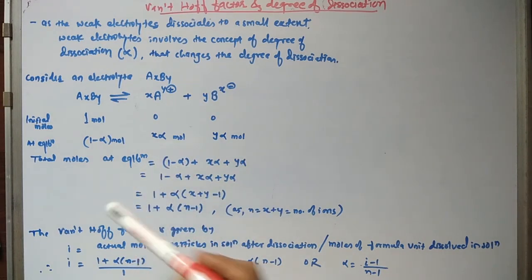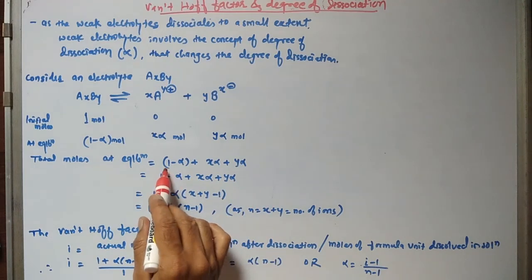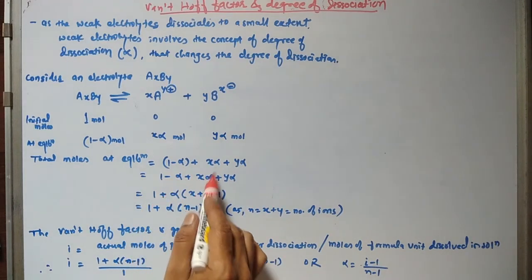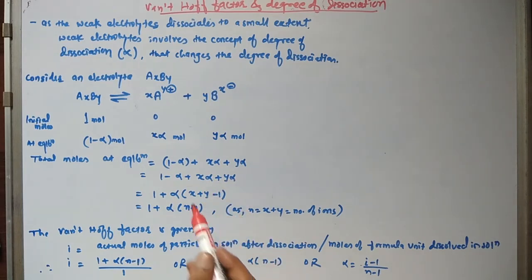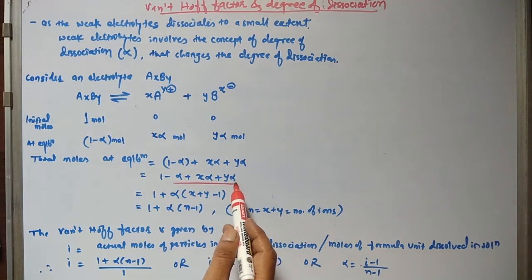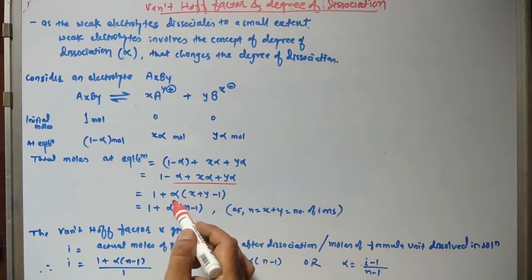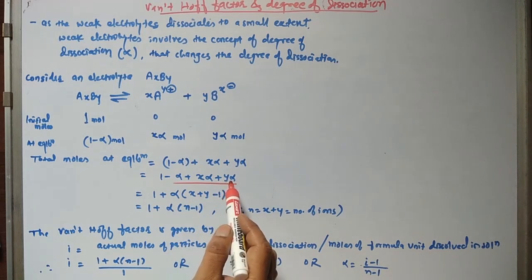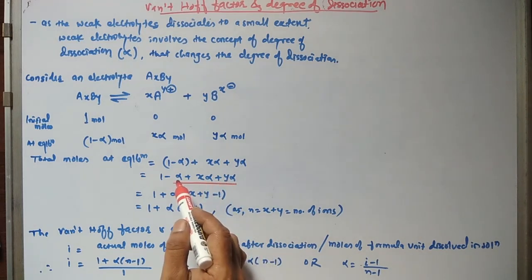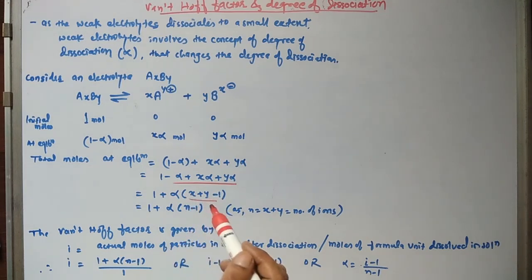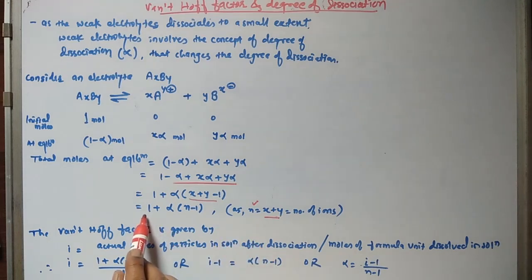Now simply remove this bracket: 1 minus alpha, x alpha and y alpha. See here, throughout these three terms alpha is common. So what will remain in the bracket after taking alpha outside? x plus y minus 1. So instead of x plus y, the number of cations and anions, the number of ions is taken simply as n. So the equation becomes 1 plus alpha in a bracket n minus 1.